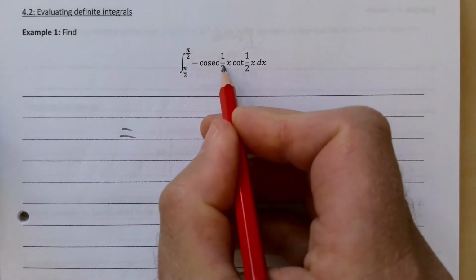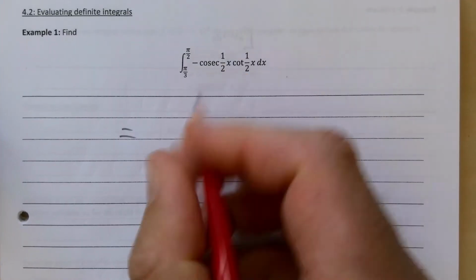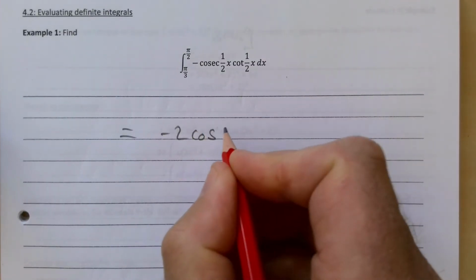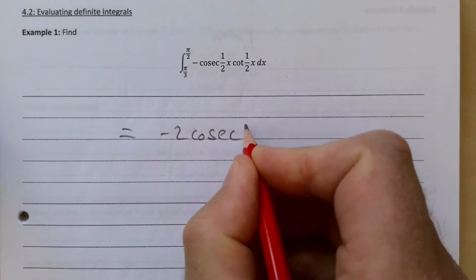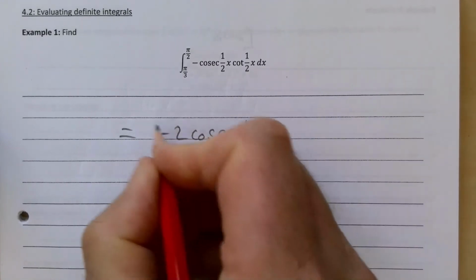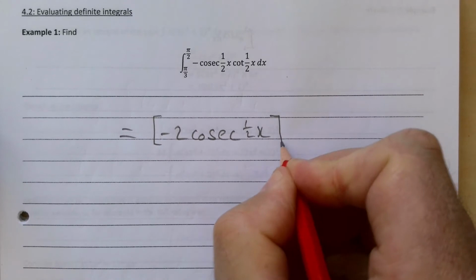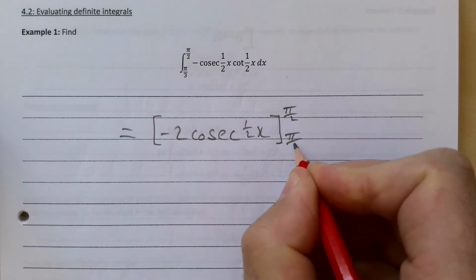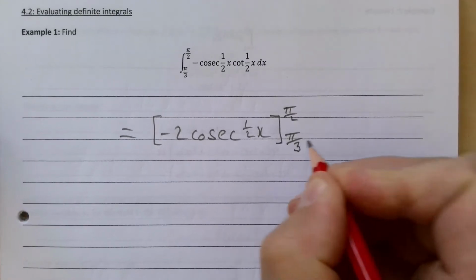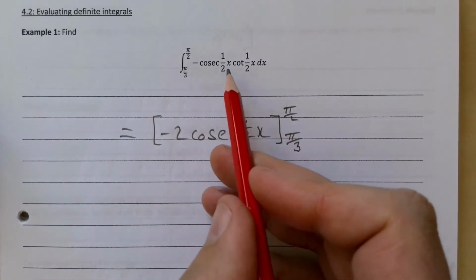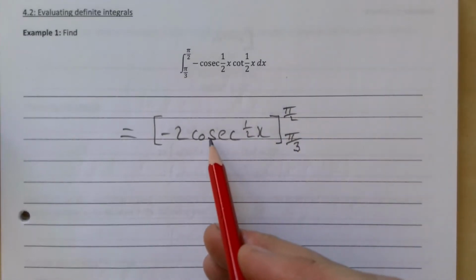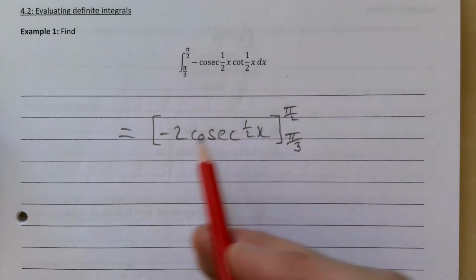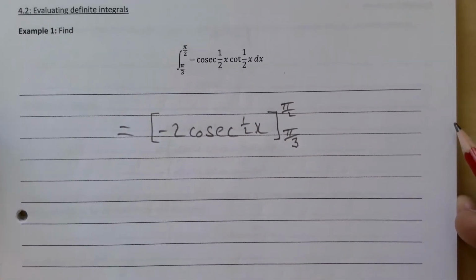Hopefully you can see, the half x there means we're going to have a cosec half x somewhere, and it ends up being minus 2 cosec a half x, and we're doing that in between pi over 2 and pi over 3. So where did I get that from? I know again, if I differentiate cosec x, I get minus cosec x cot x. So if I differentiate cosec a half x, I would get a half cosec a half x cot a half x. So I need to take the minus 2 out to make that work.